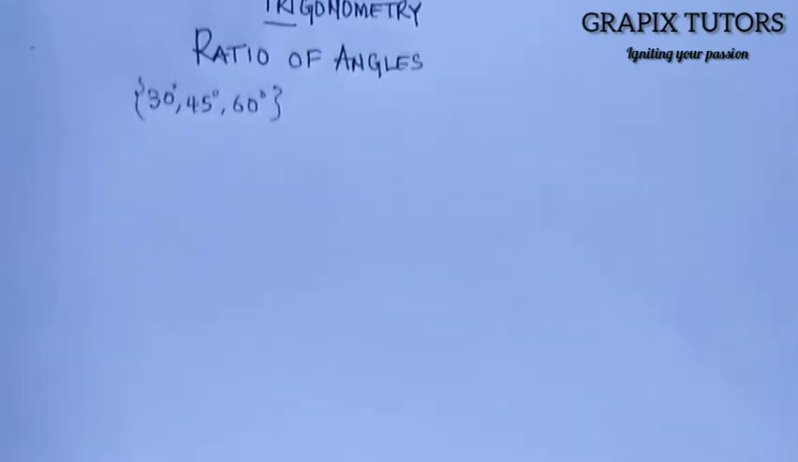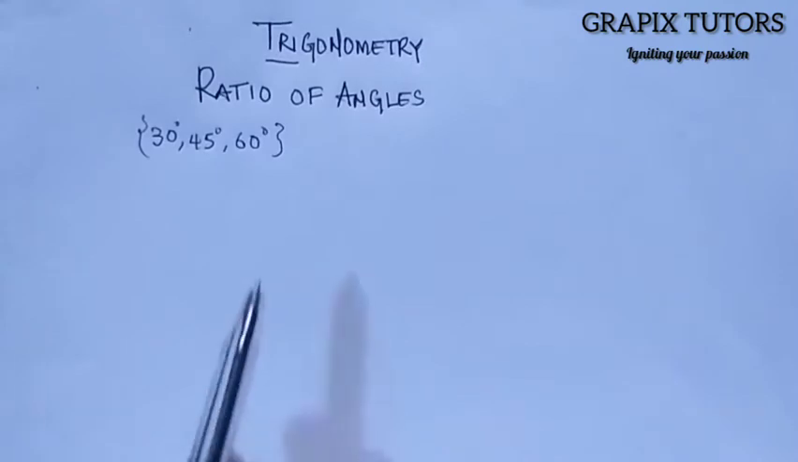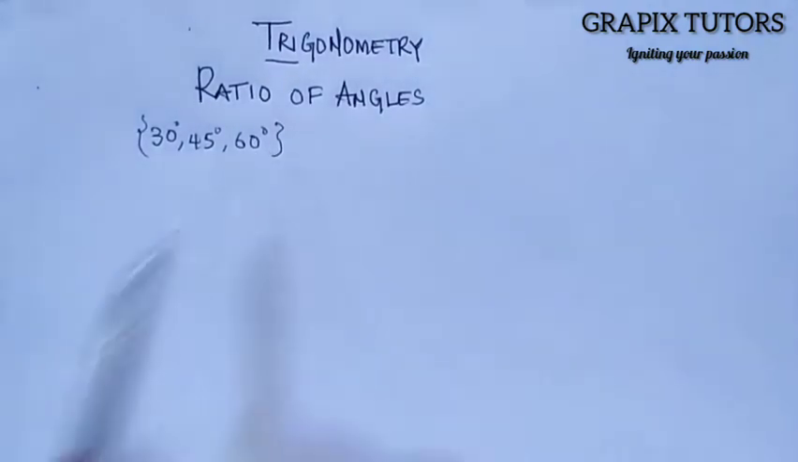Today we will be looking at an aspect of mathematics called trigonometry, where we'll be analyzing the ratios of angles. Now, we have some angles which are special, and those angles are 30, 45 and 60. These angles are special because all other angles are built upon them. So we have 30 degrees, 45 degrees and 60 degrees. We call them special angles.